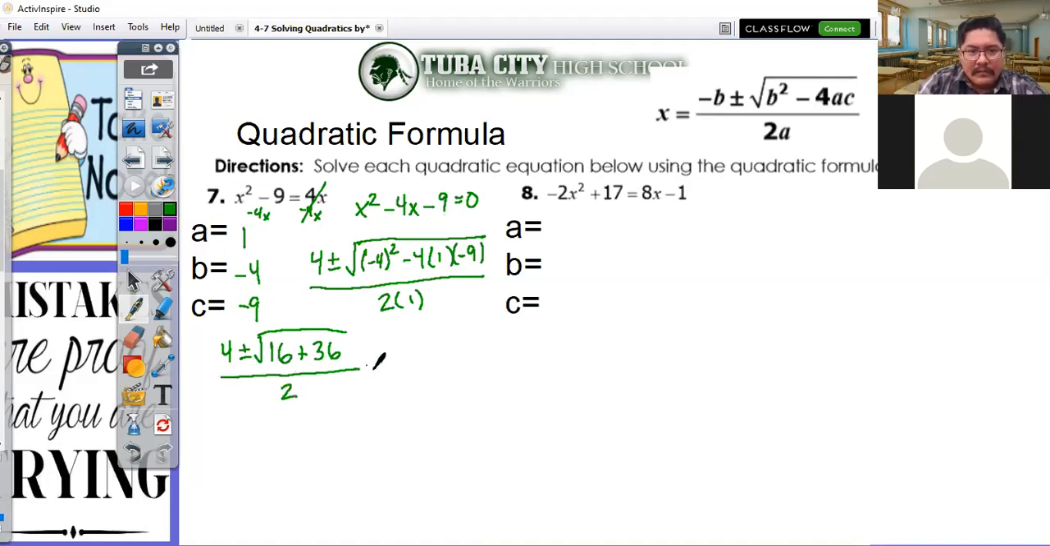There we go. Now let's go ahead and put 36 plus 16 together, and it looks like we're going to get 52. Square root of 52. Now 52 is not a square number, so we are going to have to come up with something to fix that. So what can we do with square root of 52, because it's not a square number?